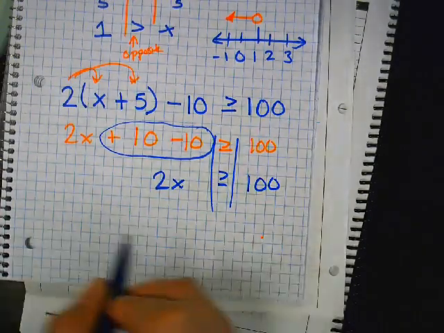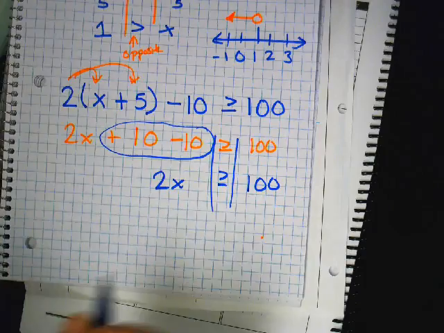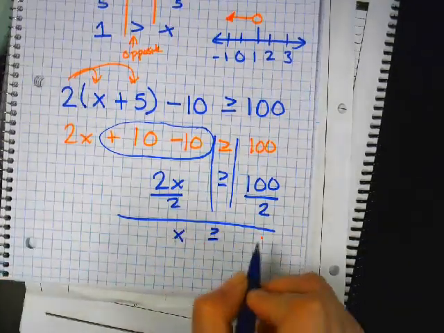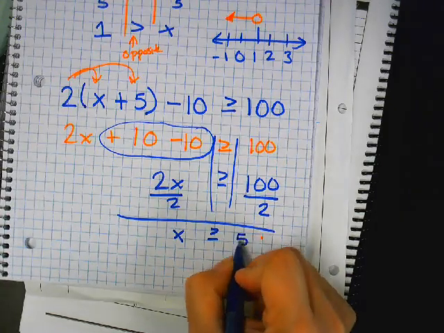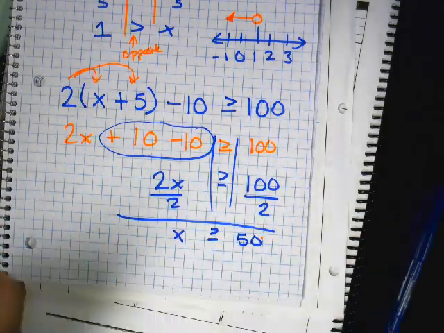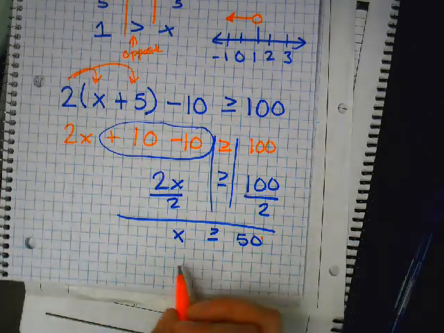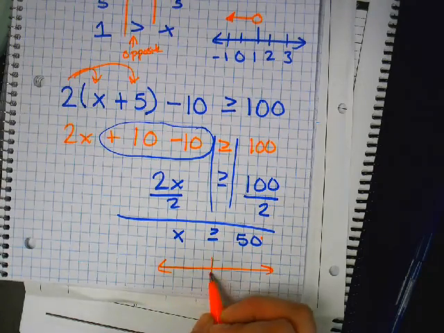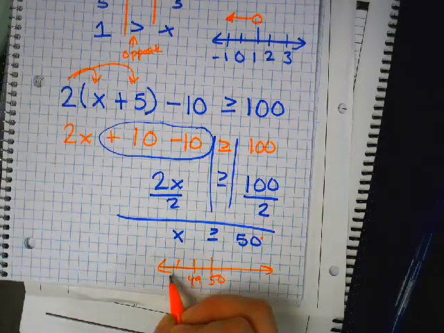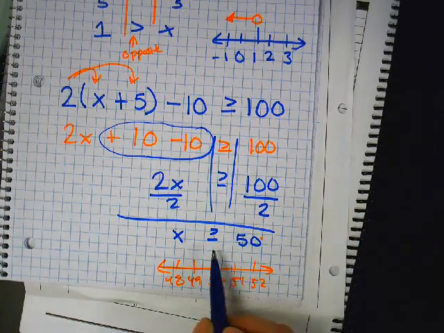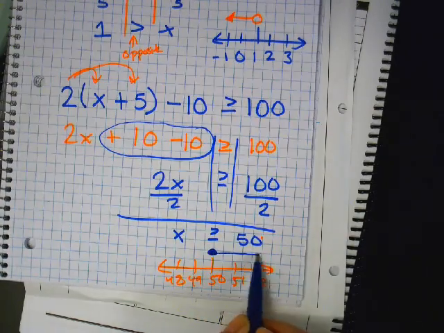Now what do I do? Divide by 2. X is greater than or equal to 50. But the x is in front this time, so when you graph this one, you will close the circle and shade in that direction.